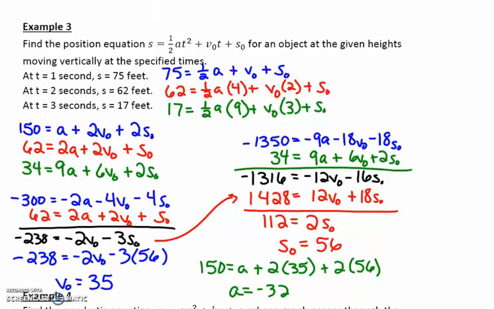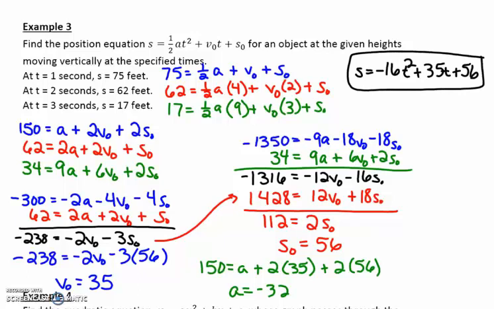So our final answer, and we'll put this up at the top, is plugging back in the a, the v sub 0, and the s sub 0 into the very original equation in the problem. So s equals negative 16, because 1/2 of negative 32 is negative 16, t squared plus 35t plus 56. So this is the equation that can be used to find the height of any given object at any given time.